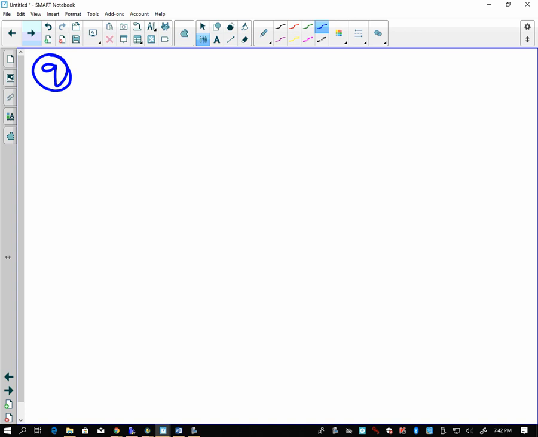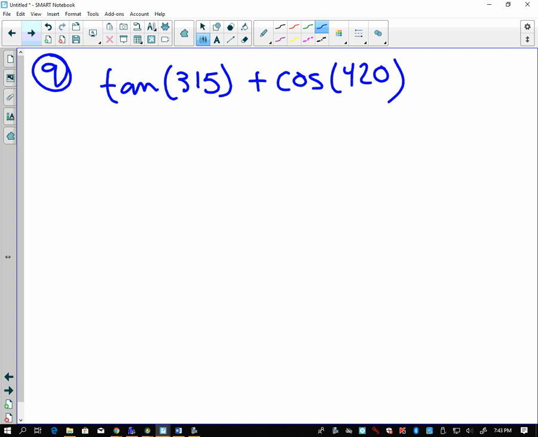Let's say they said h theta equals tan theta, k theta equals cosine theta. So what we're going to reduce this to is cosine, because h theta. All right, so we replace h with tan. So tan 315 degrees plus k. K is cosine now. Cosine 420 degrees. All right, 315 degrees. It's going to go all the way around and be short. What is that, 45 degrees?